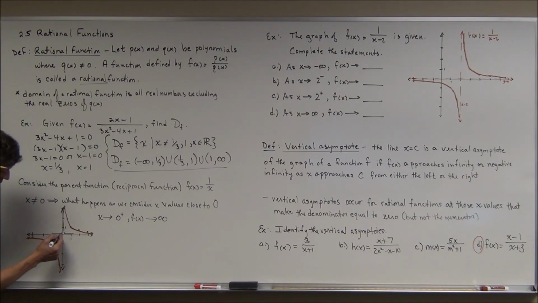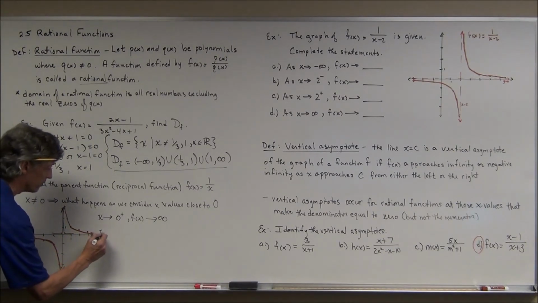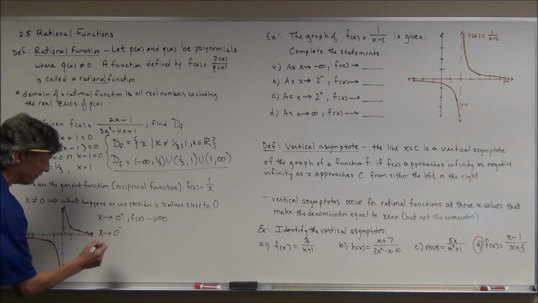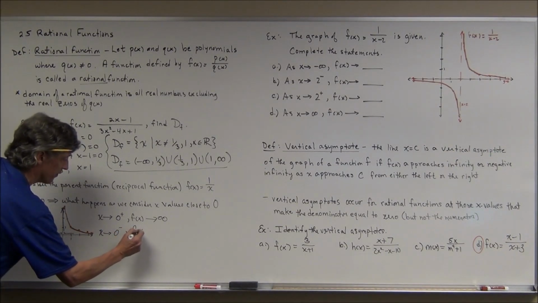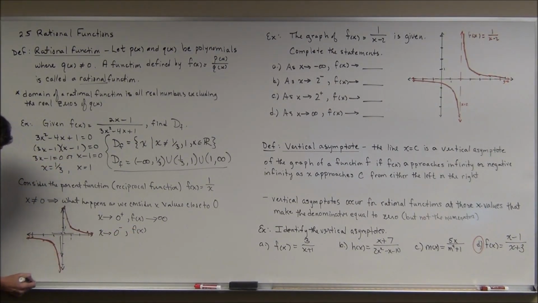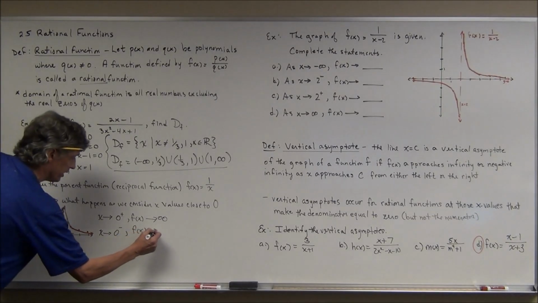Now, as I approach 0, my x value is approaching 0 from the left side, from the negative side, which I would write as x approaches 0 from the left side. Then what happens? Well, my y value, my f of x value, appears to be dropping down real fast, and it's approaching negative infinity.